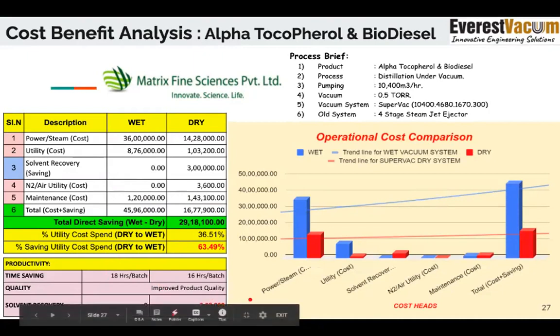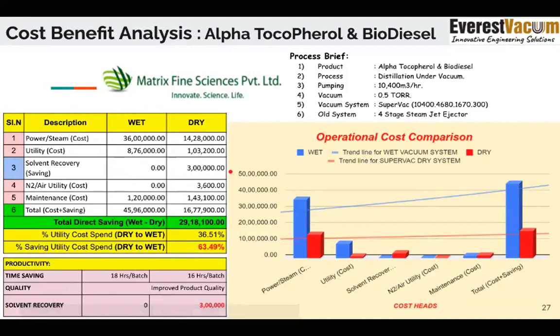So in solvent recovery also, earlier he was not able to recover solvent. All of that solvent was getting mixed and flowing along into the effluent. Here he is able to save directly solvent of about 3 lakh rupees per annum.